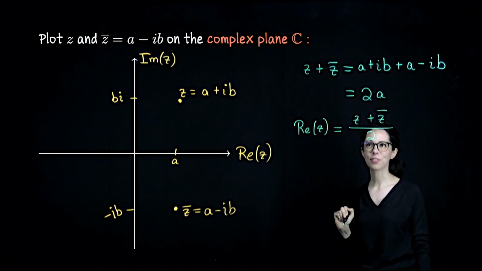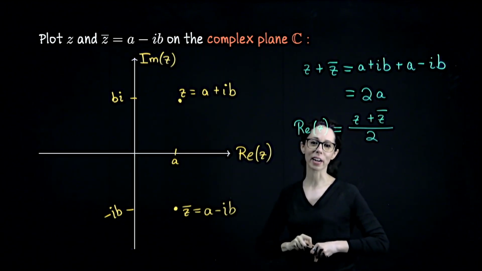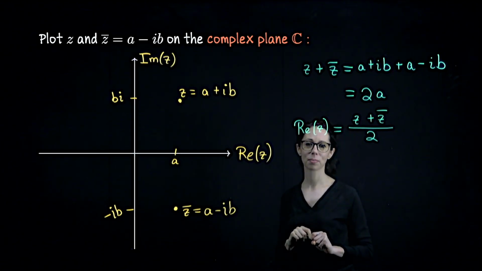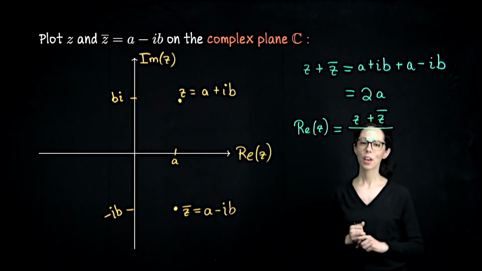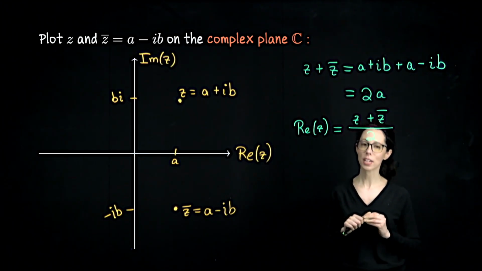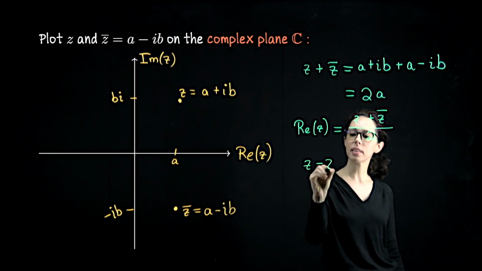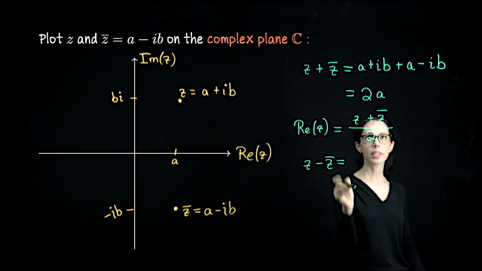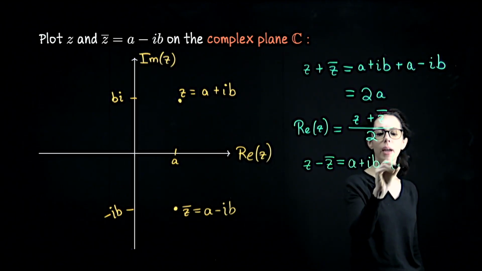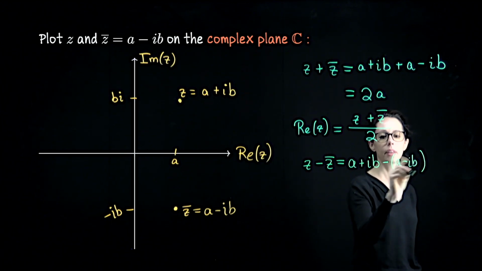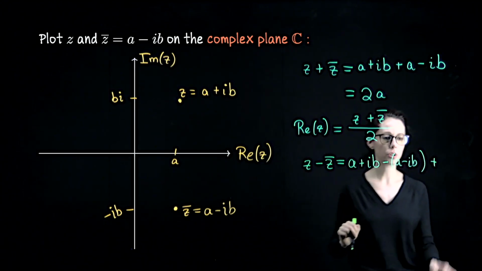What happens if you subtract z bar from z? So do z minus z conjugate. I'll give you a second to work that out on your own. Okay, let's see if you got a way to write down the imaginary component of z. If we do z minus z bar, we get a different type of cancellation. So that's going to look like a plus ib minus a minus ib. The a's cancel, we get a total of i times 2b.